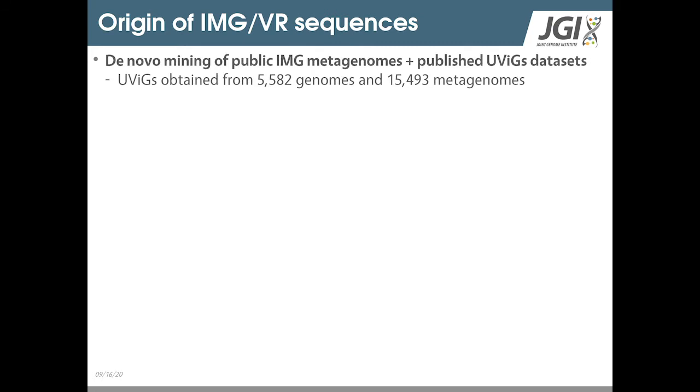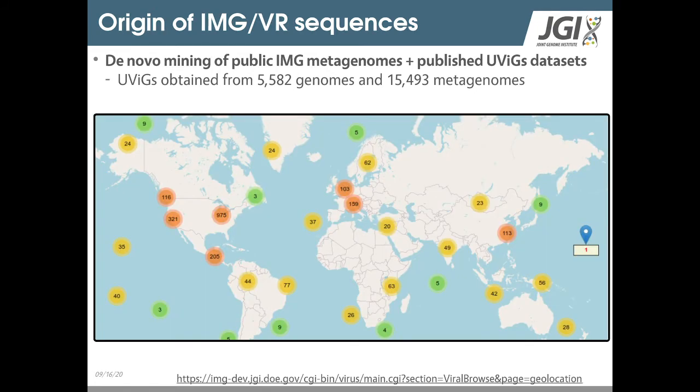IMG VR3 includes sequences extracted from about 5,000 genomes and 15,000 metagenomes, all publicly available. If you look at a map, basically they come from all over the place, and this map is actually interactive and zoomable when you go to IMG VR, so I will show you this at the end.